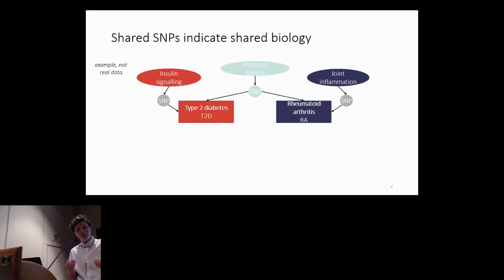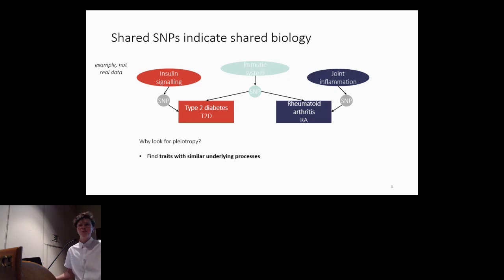But we might also find SNPs that are associated with both traits. And in this example, these SNPs could very well be involved in the immune system because these are both immune-related traits. And these shared SNPs are also called pleiotropic SNPs.